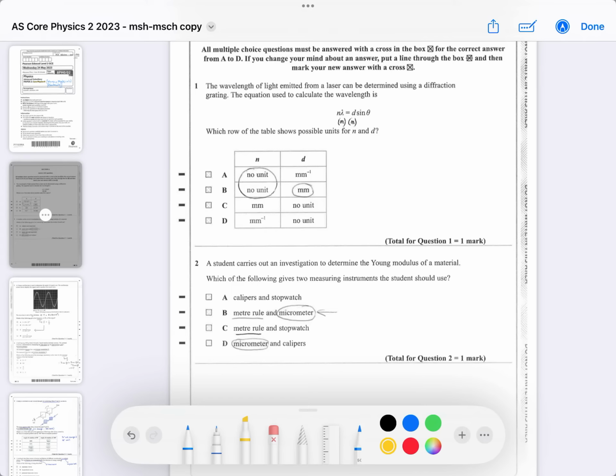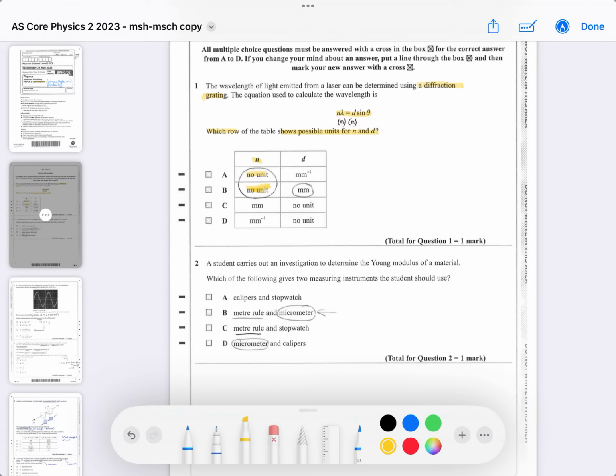Okay. So the first question reads as follows: the wavelength of light emitted from a laser can be determined using a diffraction grating. Okay, so the diffraction grating has the following formula. The equation used to calculate the wavelength is given, and you've got to decide which row of the table shows possible units for n and d. Well, n is like the order of the bright fringes, so it has no unit. So it's got to be A or B.